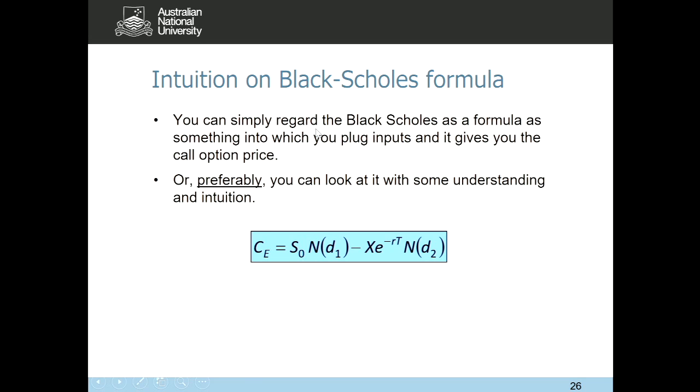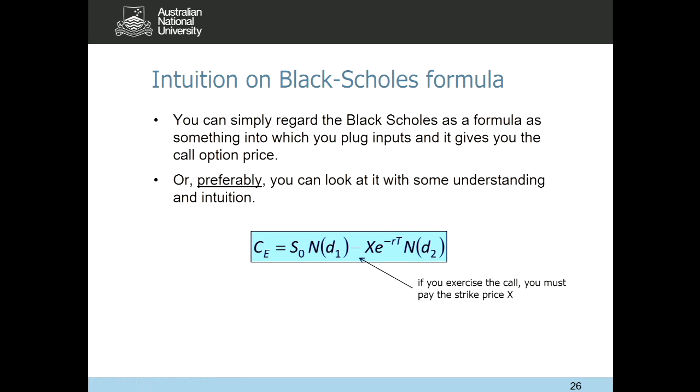You can simply look at this Black-Scholes formula as some sort of equation that you plug into and it spits out a call option price. You can think of it that way. But alternatively, we can think of this equation with a bit more intuition, to help you remember it. So when I look at this equation, I like to start with the back end of the equation. So I'm going to start with this second half, okay?